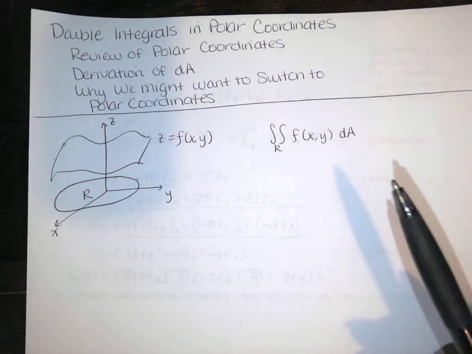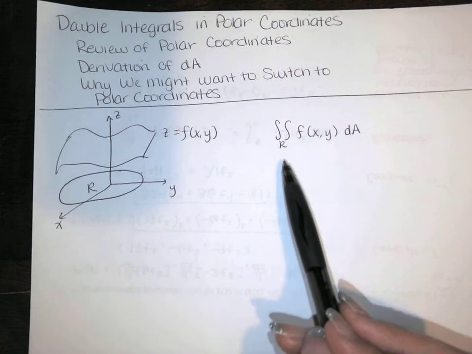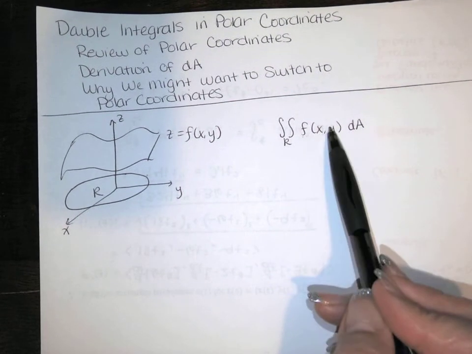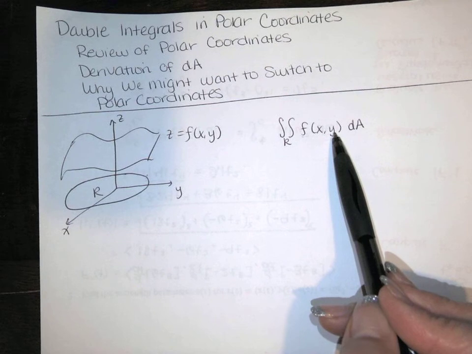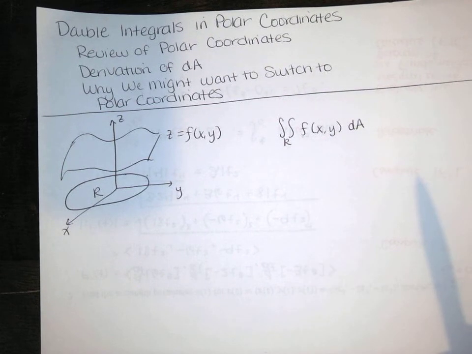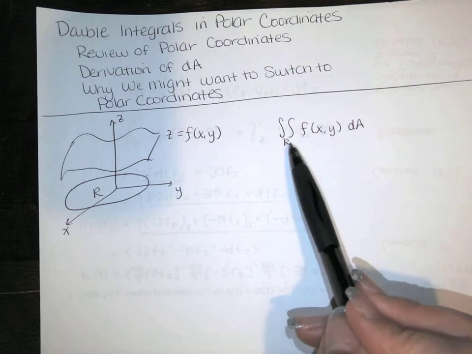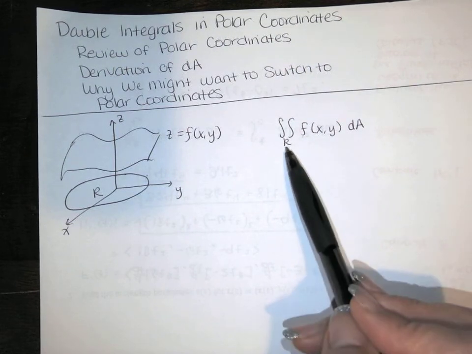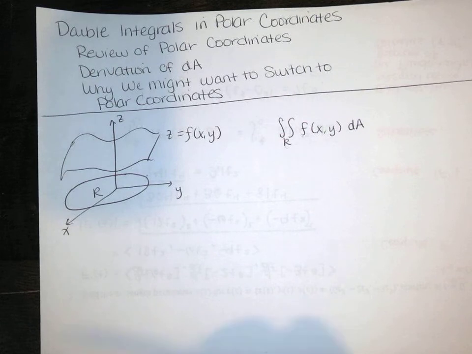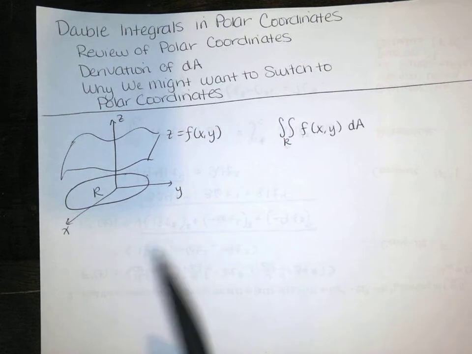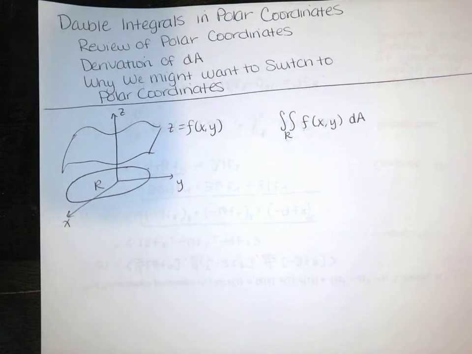Well, this integration might be easier in polar coordinates if the integrand is easier to describe in polar coordinates, or if the region R is easier to describe in polar coordinates. And regions are easier to describe in polar coordinates typically if the region is a circular sector, some part of a circle. So let's just review what polar coordinates are, and then we'll come back to this idea.